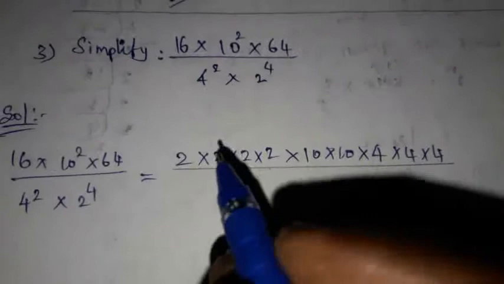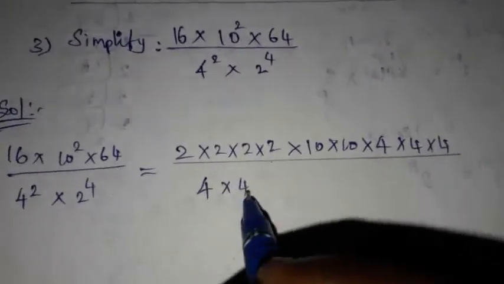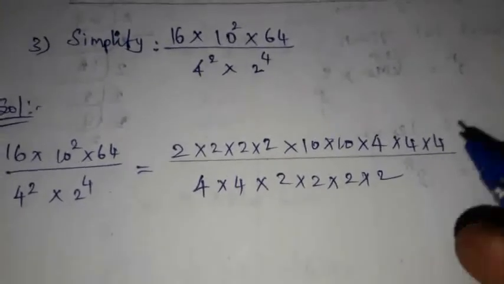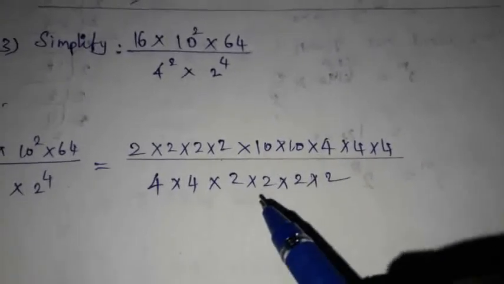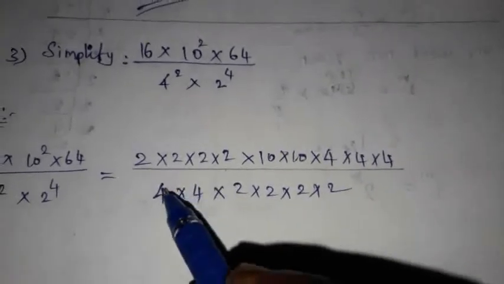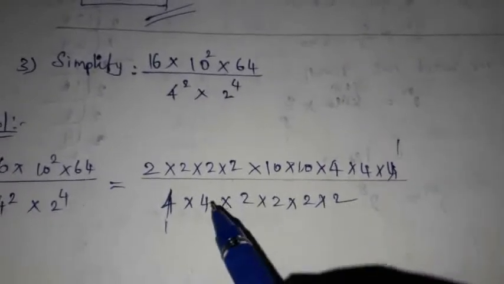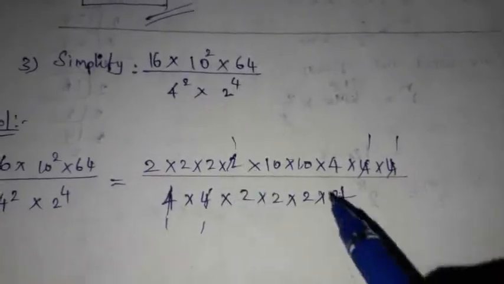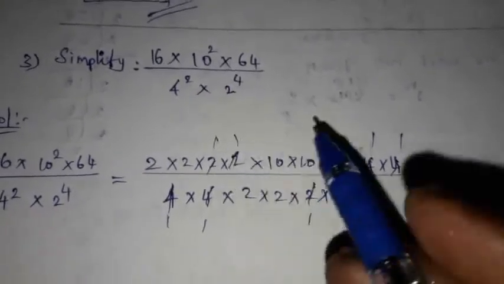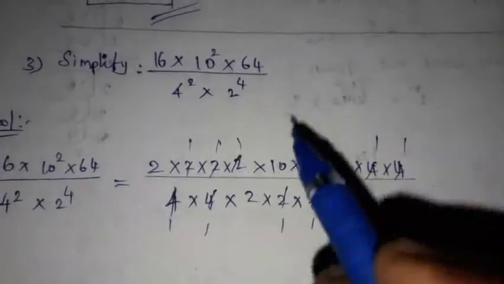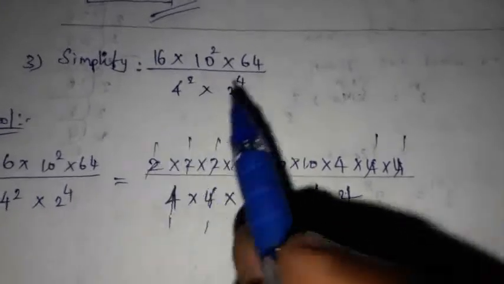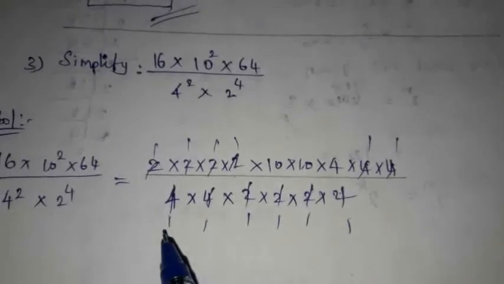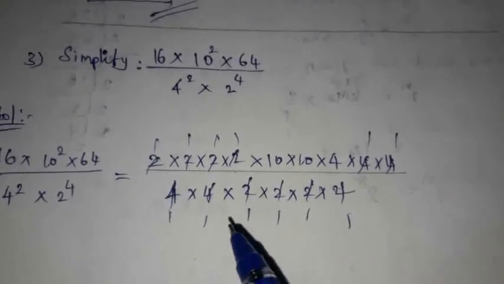Next we see the denominator. 4 square can be written as 4 into 4. 2 power 4 can be written as 2 into 2 into 2 into 2. Now we are going to simplify. 1 4 is 4, 1 4 is 4, 1 4 is 4, 1 4 is 4, 1 2 is 2, and so on for each 2 in the denominator. So no numbers remain in the denominator, it is 1. When we multiply all the denominators, we get 1, so we ignore it.